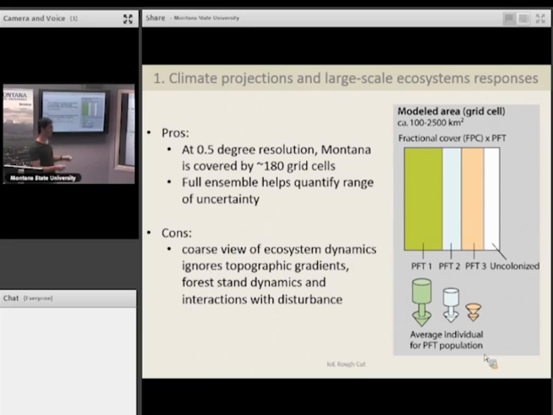We need to take a more detailed look at the Montana and GYE regions to get more insight, because in the model I use, we use an average individual for plant functional type populations, not specifically for each different plant function. So that's what my other colleagues are studying.